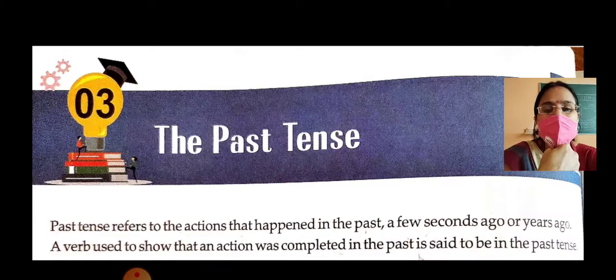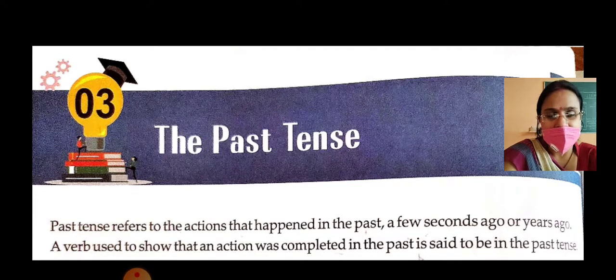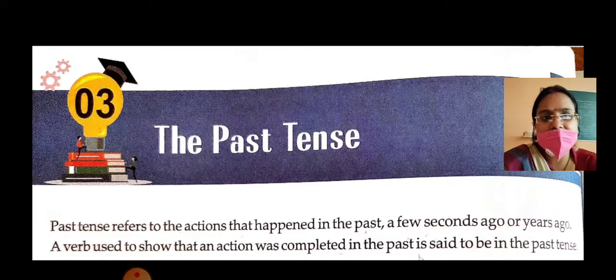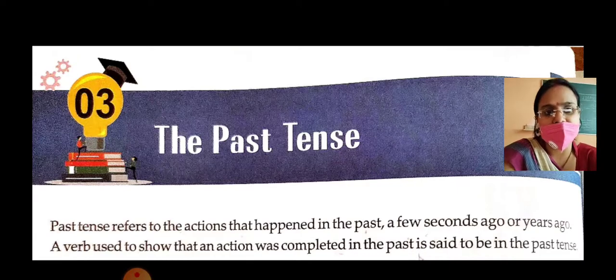When we talk about past tense, students, past tense refers to the actions that happened in the past. Past simply indicates what has already happened a few seconds ago or years ago. It doesn't make any difference, but the thing has to have happened in the past. A verb used to show that an action was completed in the past is said to be in the past tense. It means, students, in the past tense you are supposed to use the second form of the verb.